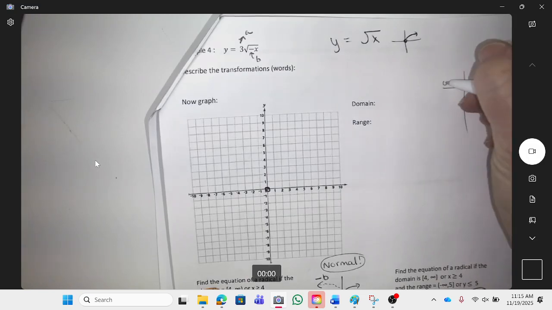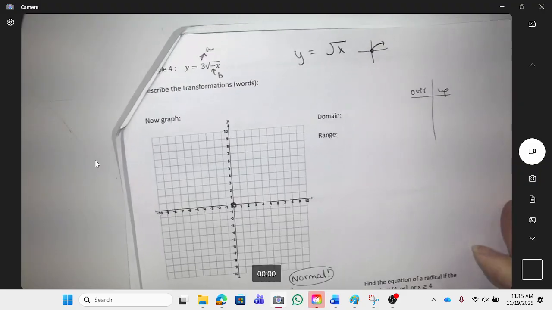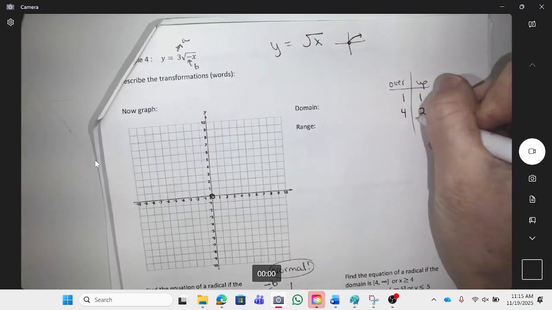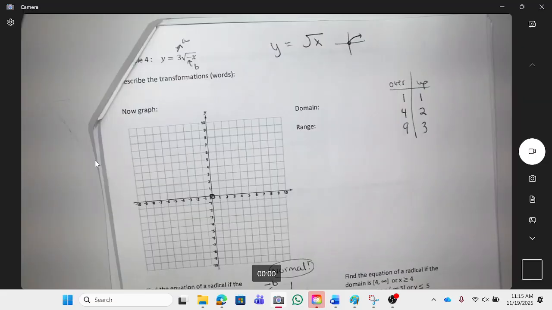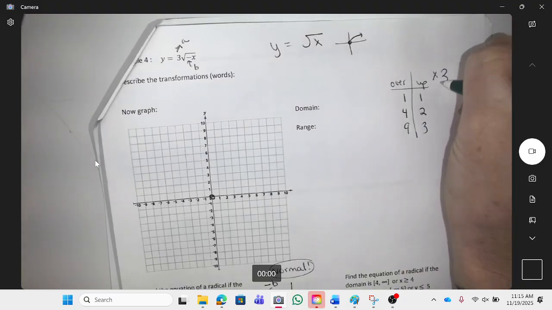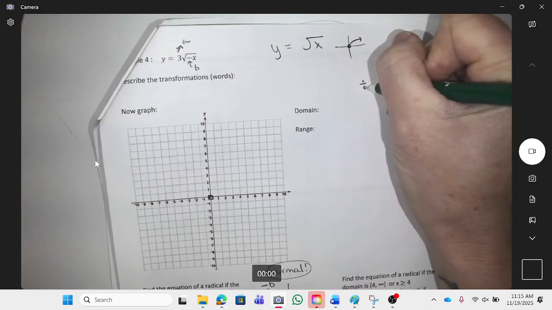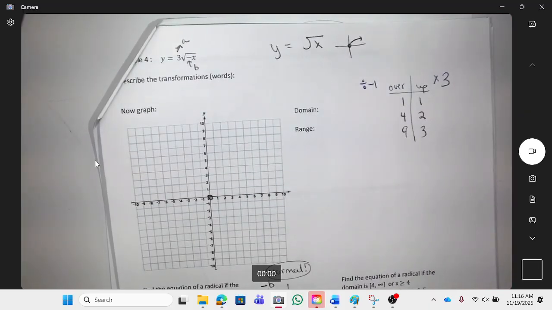Now, the over-up stuff, that's going to change. So normally we're going to go over 1, up 1, over 4, up 2, over 9, up 3. Okay, opposite of last year, because we did this idea when we squared, but now we're square rooting, so we're just oppositing it. Okay, so A, I'm going to have to times the up stuff by 3, and I'm going to have to divide by -1. So I'm just doing the same stuff as when we did the coordinates, x divided by b. Okay, so negative, I'm just going to negate those.